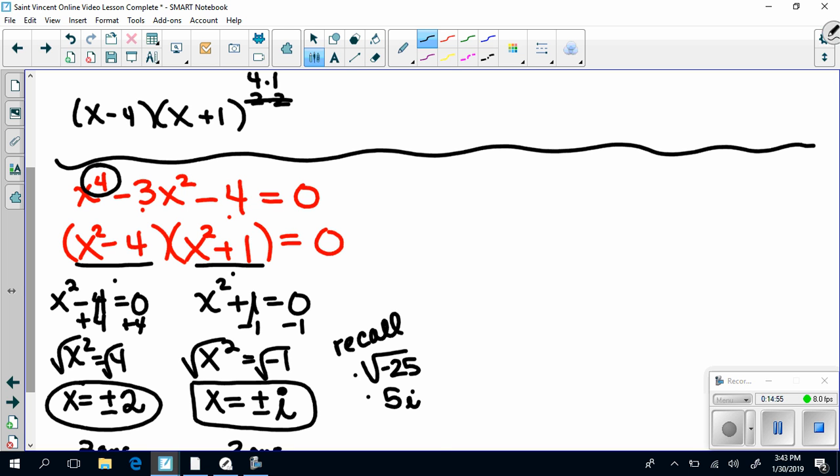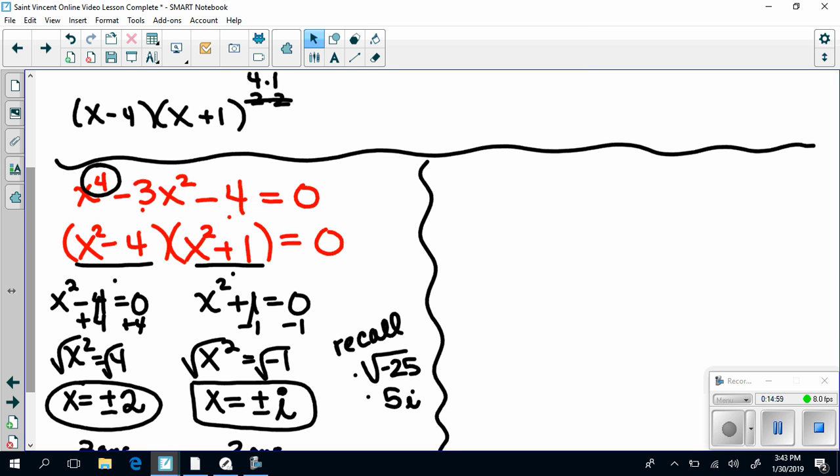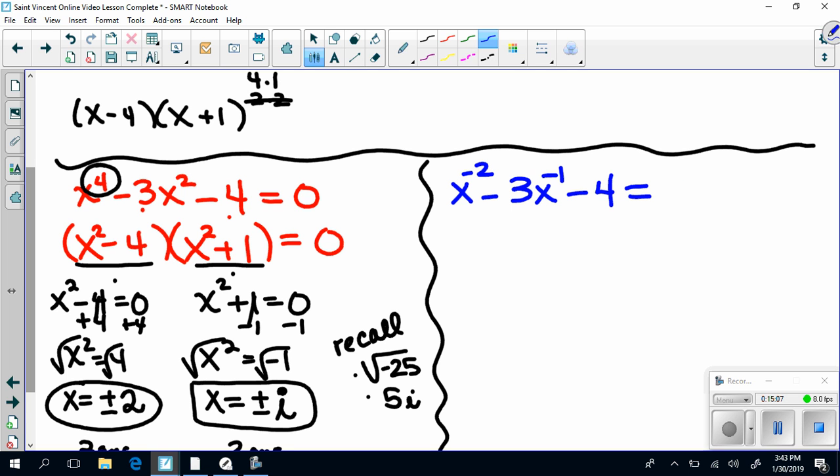You could possibly have negative 2's on your x's. So let's go ahead and compare that. Same problem, but what if I put negative 2's now on my x's? And of course a negative 1 in the middle. Again, guys, it still looks like a trinomial. It still looks like the quadratics. So you still do this exactly the same.